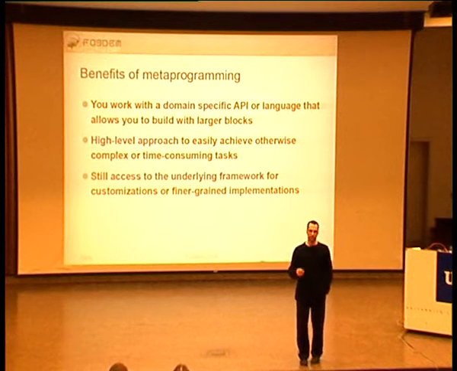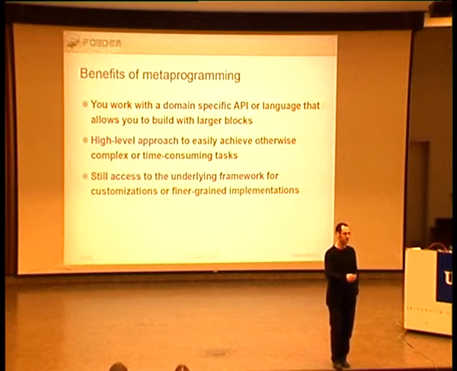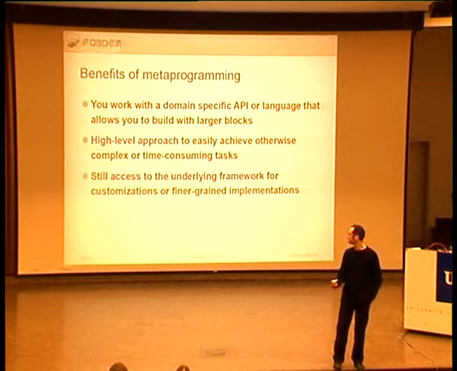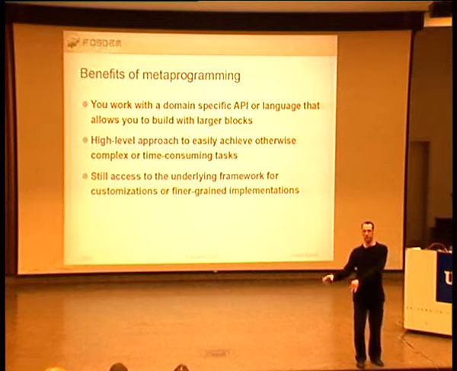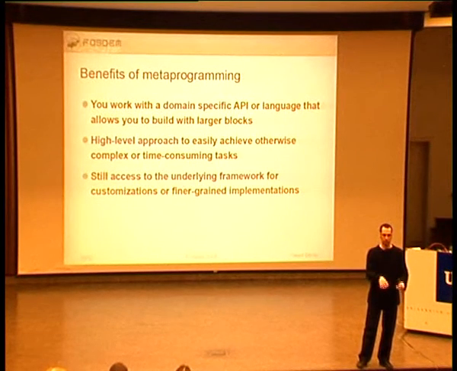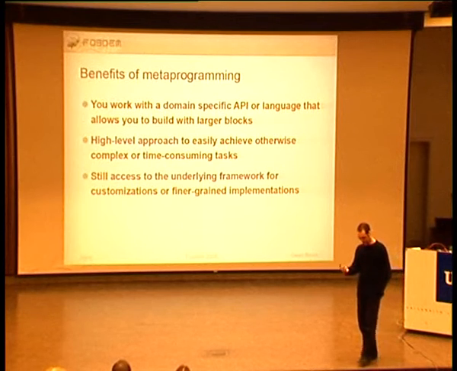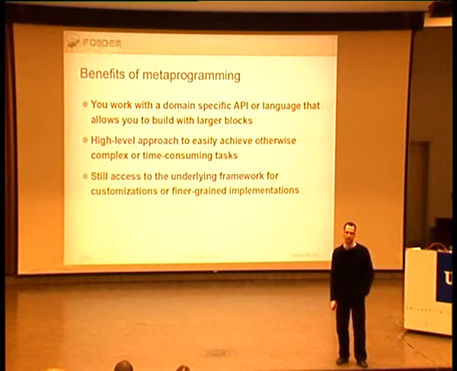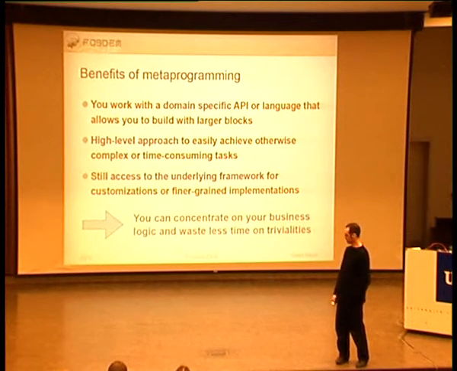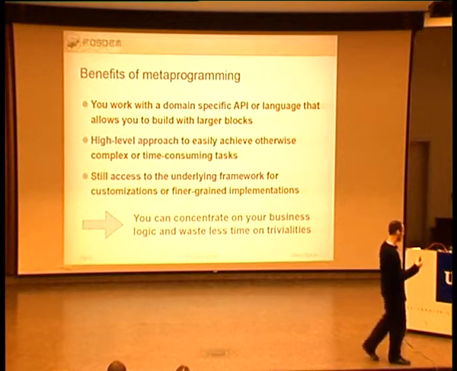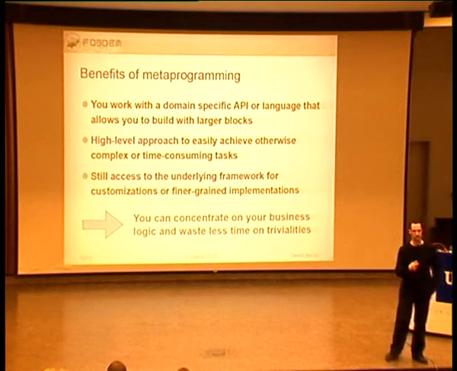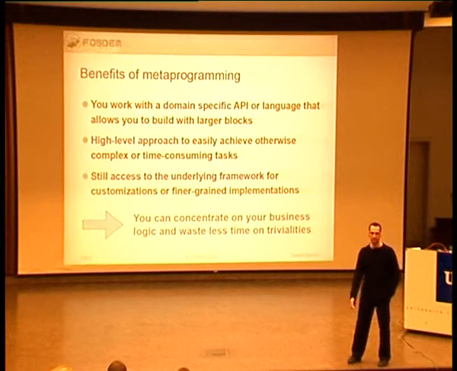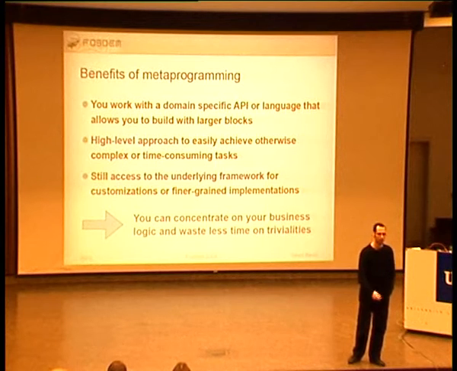And usually, to do this, you've got a domain-specific API, something that's very specific to the metadata that you want to attach. It allows you to declare things, to approach things in a very high-level fashion. But still, since you do it externally, you can still go in, get dirty, and go into the nitty-gritty parts and access all the underlying functionalities. So this allows you to concentrate on your business logic, to concentrate on the things that you really want to express, and not get tied up with boilerplate code and trivialities that would take up a lot of time, and that you do over and over and over again.